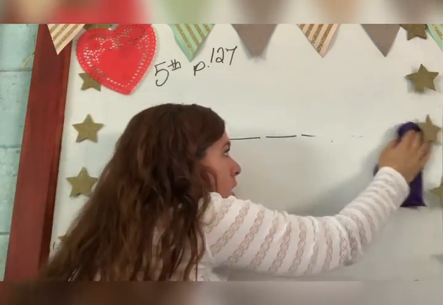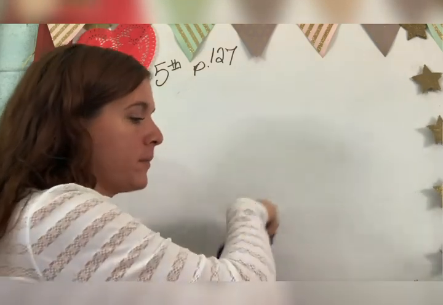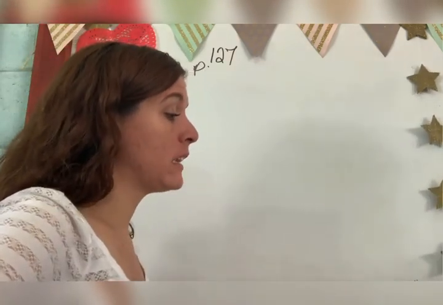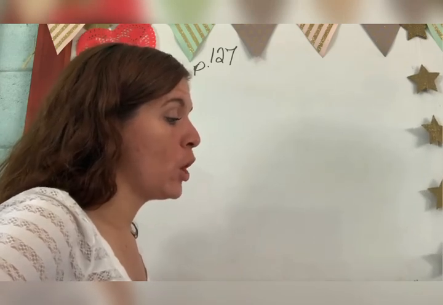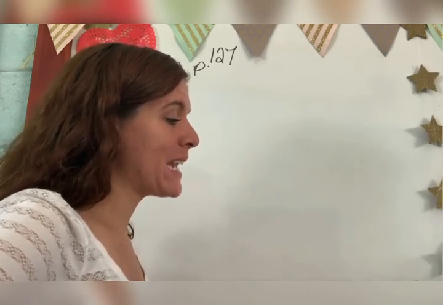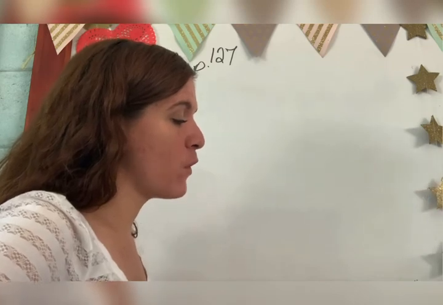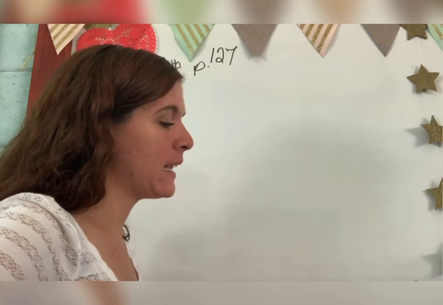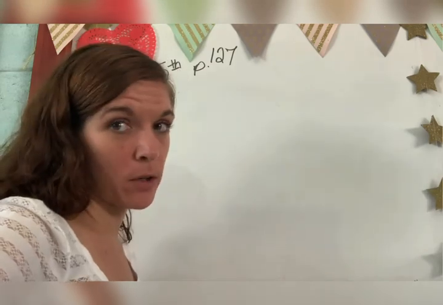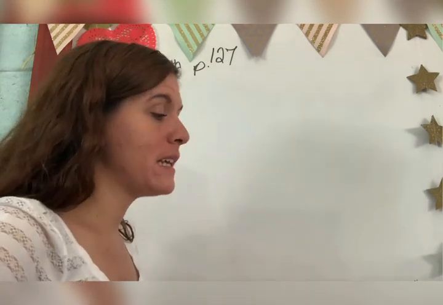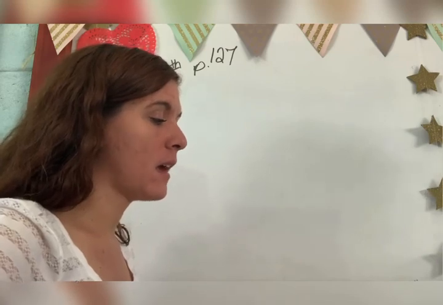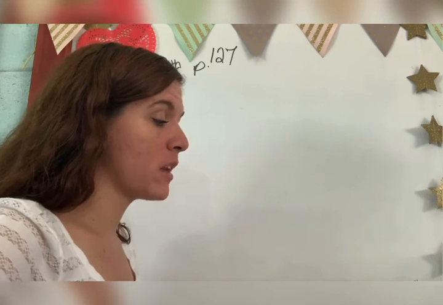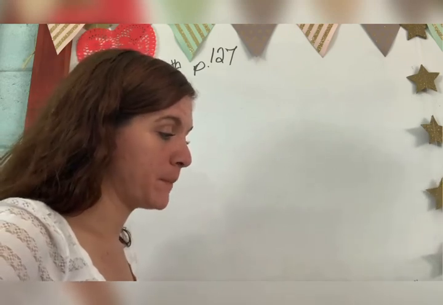Look at letter E. General Douglas MacArthur, one of the leading generals in World War II, was born in 1880 and died in 1964. How old was he when he died? Don't do the second part, just do that part. How old was he when he died? Okay, I'm not going to tell you how to do it because I already told you how to do a problem like that on letter B.